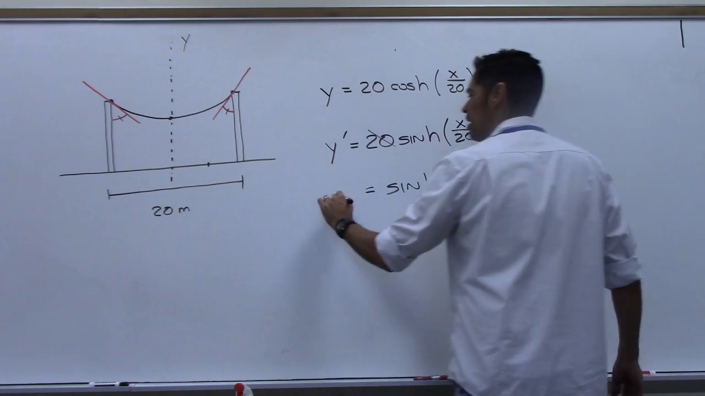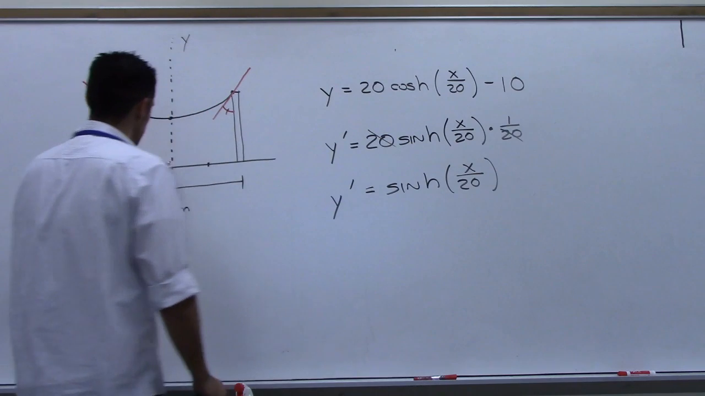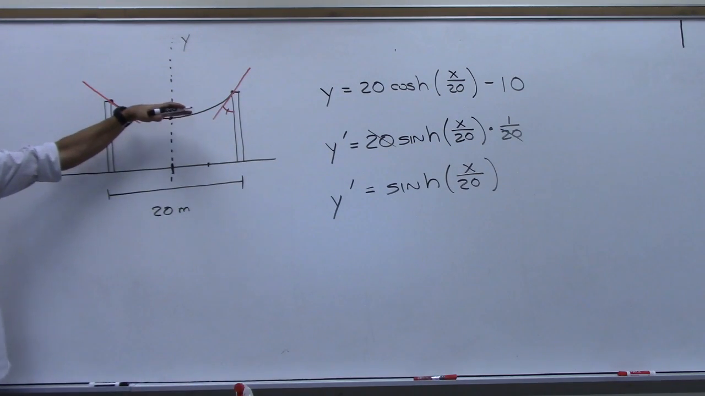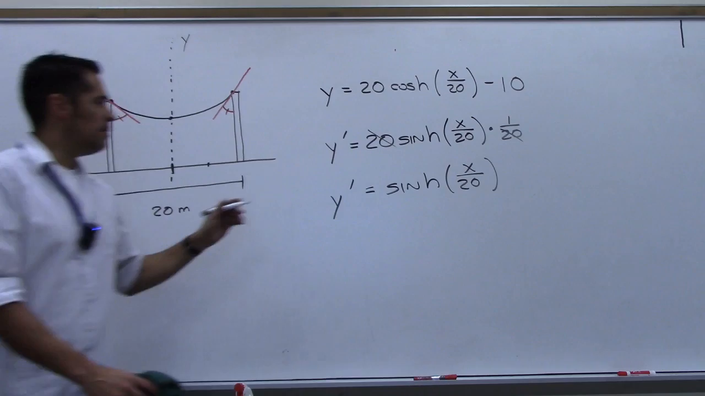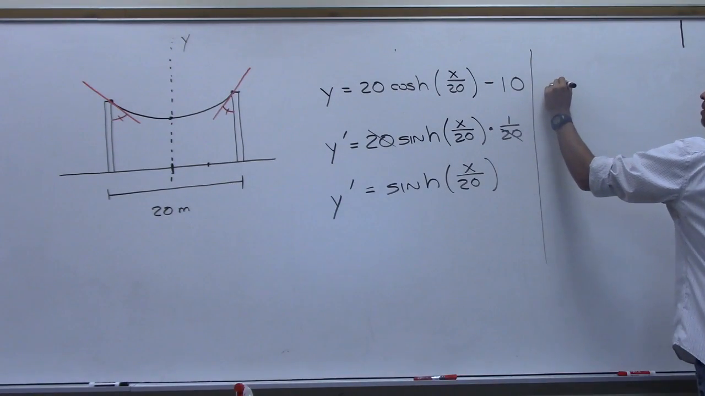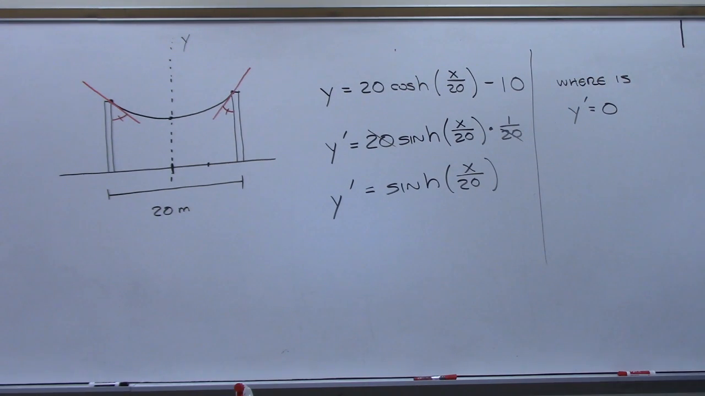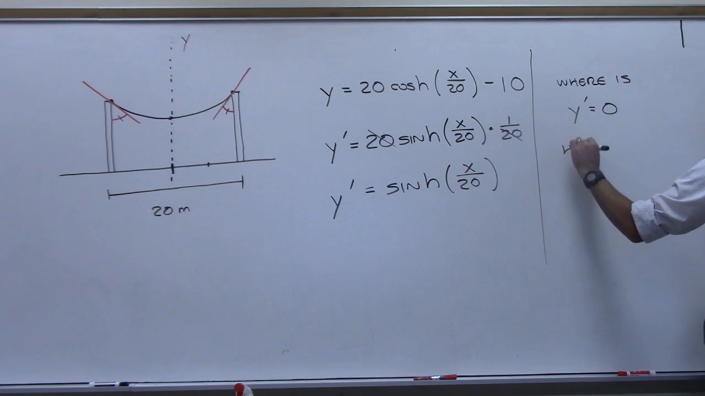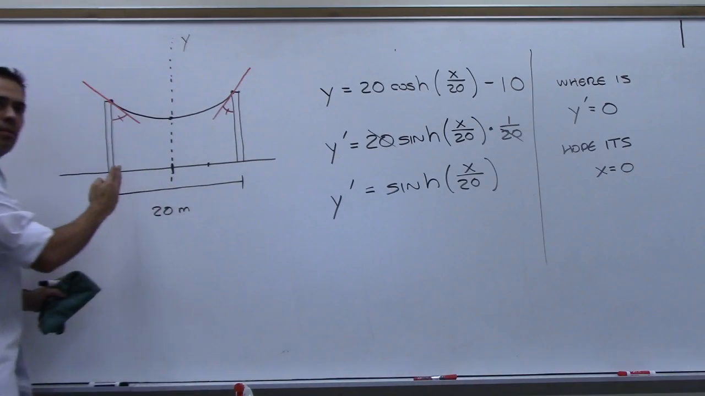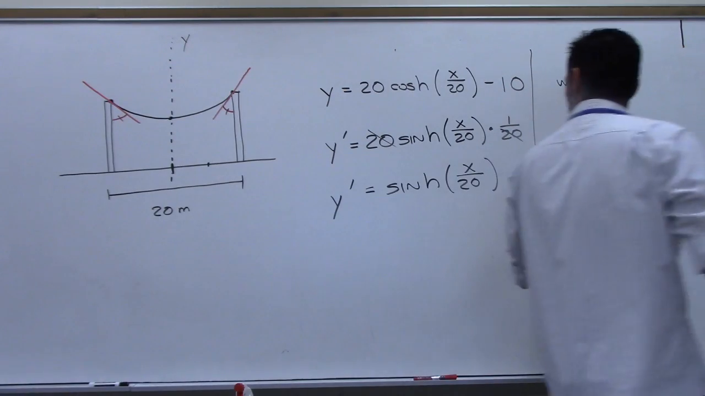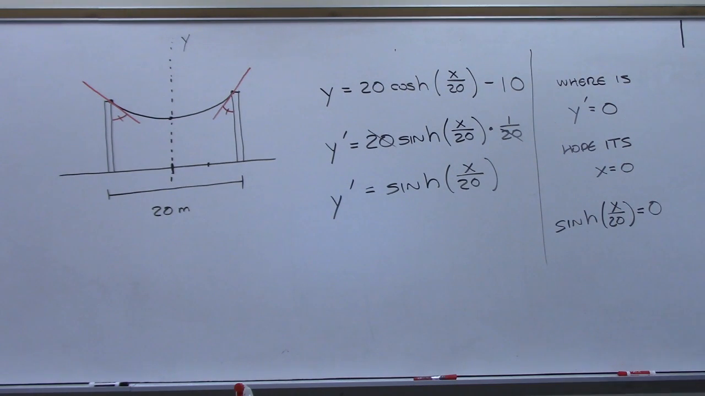That's the derivative, right? That's the slope of the tangent line. Now, let's see if we can convince ourselves quickly that the slope of the tangent line is 0 at 0. Can we check it? So I'm asking myself this question real quick: where is y prime equal to 0? I hope it's x is 0, because then my assumption that this was centered at the origin would be correct, wouldn't it? All right, so let's take sine hyperbolic of x over 20 and set it equal to 0.